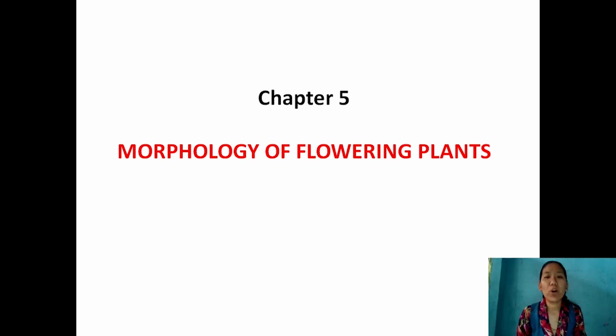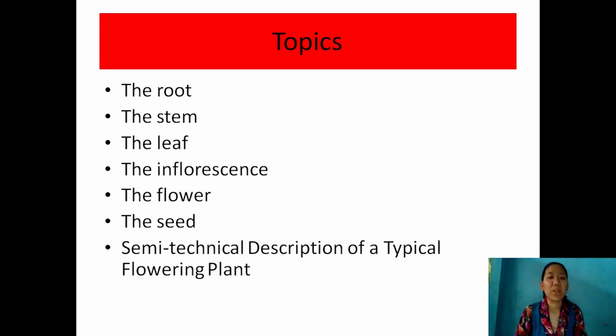We'll talk about the morphology of flowering plants. Morphology of flowering plants means the study of external structure. So we'll be focusing only on the morphology of flowering plants. In this chapter, there are certain topics: the root, the stem, the leaf, the inflorescence, the flower, the seed, and the semi-technical description of a typical flowering plant. In the first session of this chapter, let us learn the first 3 topics, that is the root, the stem, and the leaf.